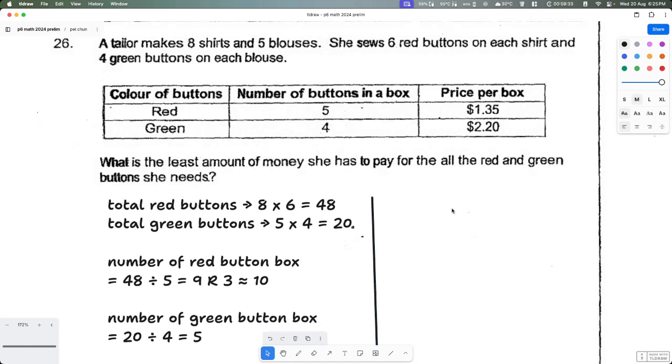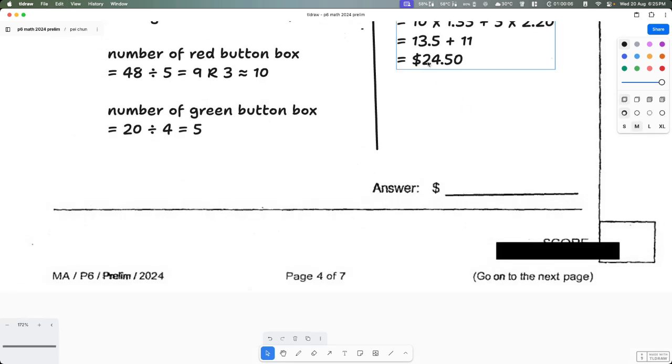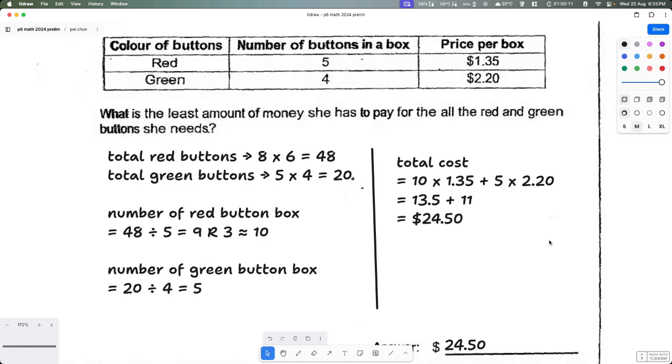Okay, great. So now the total cost is equal to, so rate is 10 times 1.35 plus 5 times 2.20. This will be 13.5 plus 5 times 2.22 times 5. So it's $11. So this will be $24.50. Okay, there you go. So that's your answer, $24.50. Okay, all right, that's it. Let's move on to the next question.